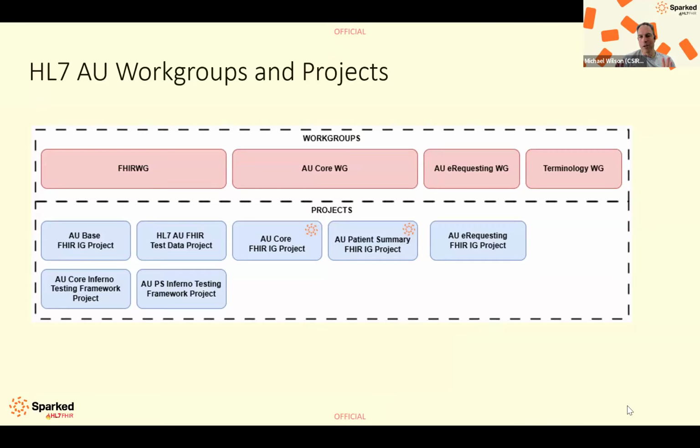FHIR IG project. So those projects already existed, they're already running, they're going to continue running, they're just going to now sit under the new work group with our new co-chairs, but otherwise business as usual for these projects, like these meetings we have today. They'll just continue on business as usual.